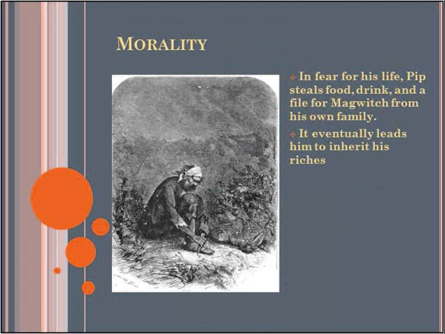Another moral dilemma that spans throughout the novel is Pip's relationship with the convict Magwitch. In fear of his life, Pip steals food, drink, and a file for Magwitch from his own family. He is knowingly aiding an escaped convict by stealing from the only people that have ever supported him. Also, that seemingly depraved action is what eventually leads him to inherit his riches. Students will find themselves questioning if it is possible to do the wrong thing for the right reasons, and if the end justifies the means.